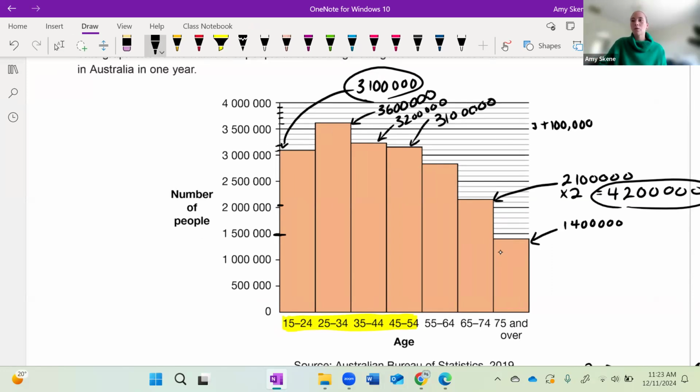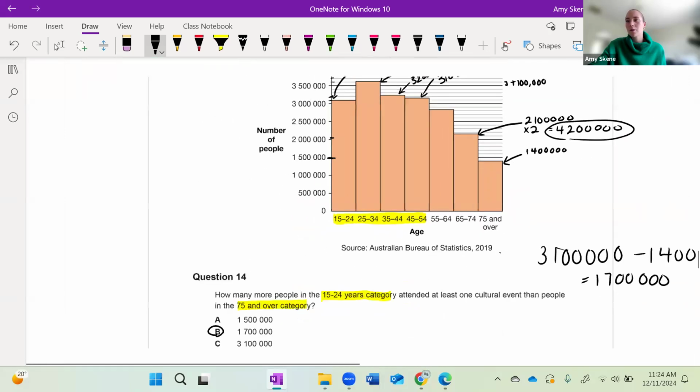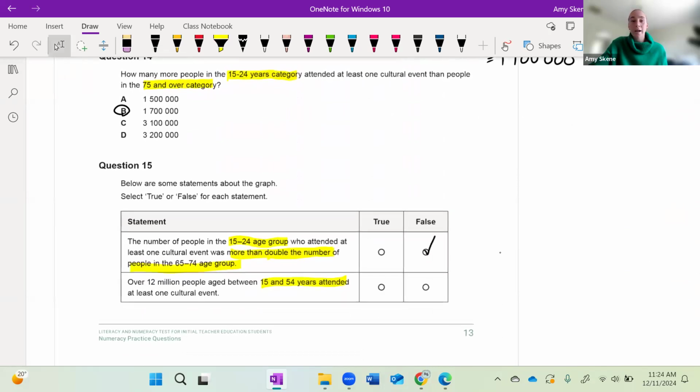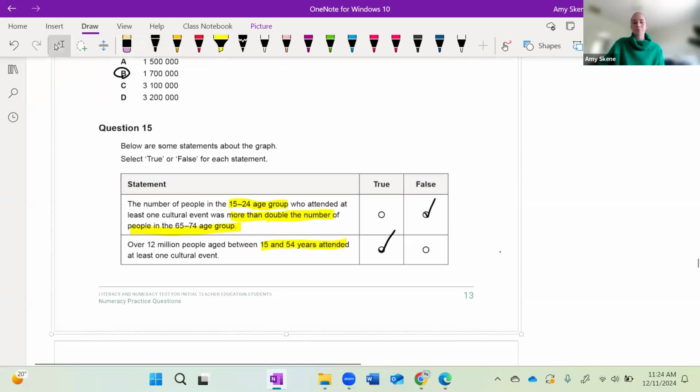So if I calculated all of those up on my calculator, I'm going to test if it's past 12 million. Okay, I would have actually got approximately 13 million if I added them all up on the calculator. So now that I know there are actually over 12 million people aged 15 to 54 attending at least one cultural event, that is true.